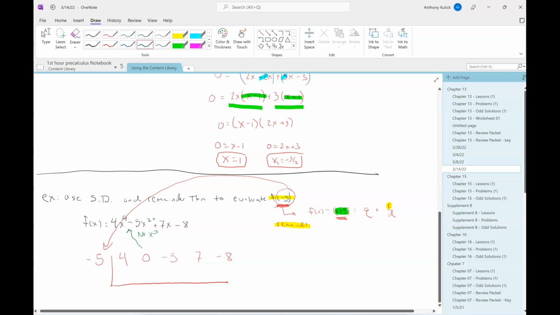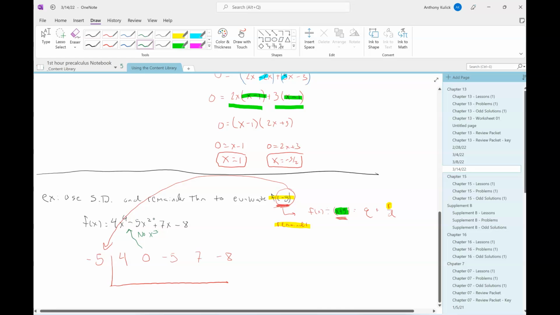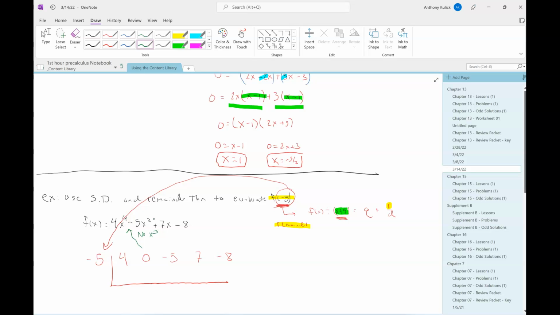Because we went from x to the fourth to x squared, we skipped the x cubed. So we know that if we're doing synthetic division, we have to include that placeholder 0 there for the x cubed part. And as Eric stated, if you don't do that, you will get the wrong answer. There's no recovering from missing that. So we definitely want to make sure we're being very careful about those things.